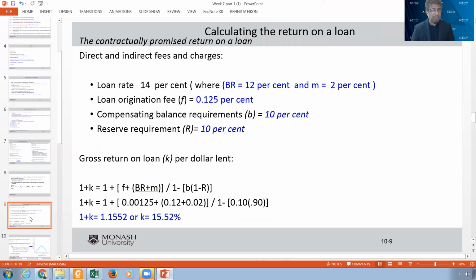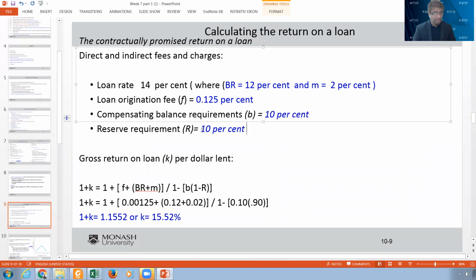Now, let me come here and give you an example to calculate the expected return and the contractual return. So if the basic rate is 12%, and the fees and the premium is 2%, and assume you have 12.5 basis points of fees, and compensation balance, which I told you is 10%. So if you take a loan of 1 million, you have to deposit 100,000.